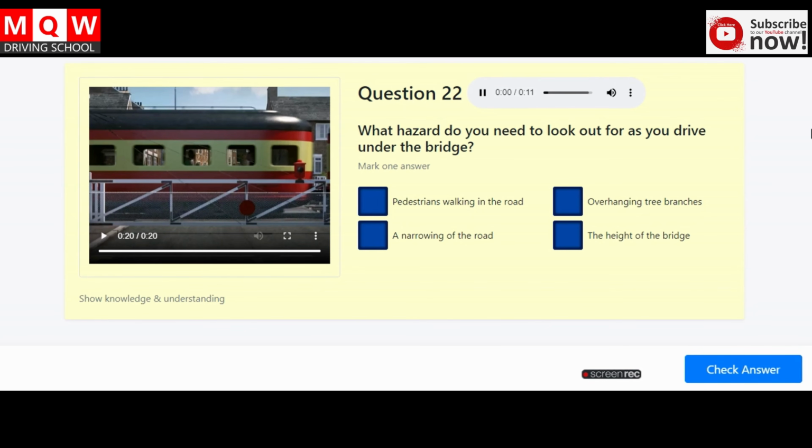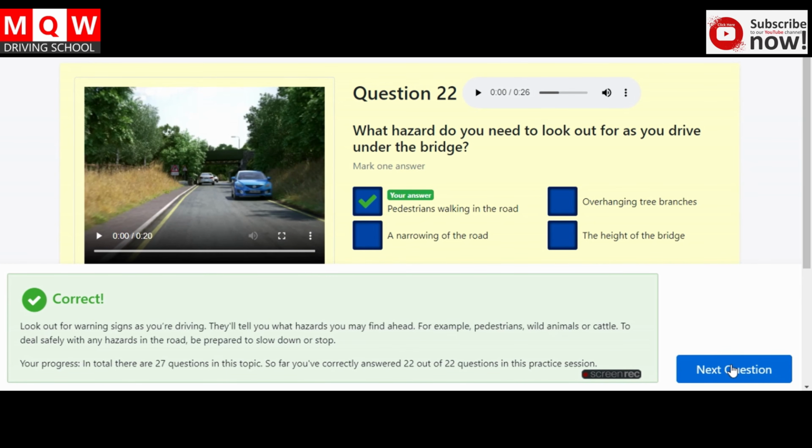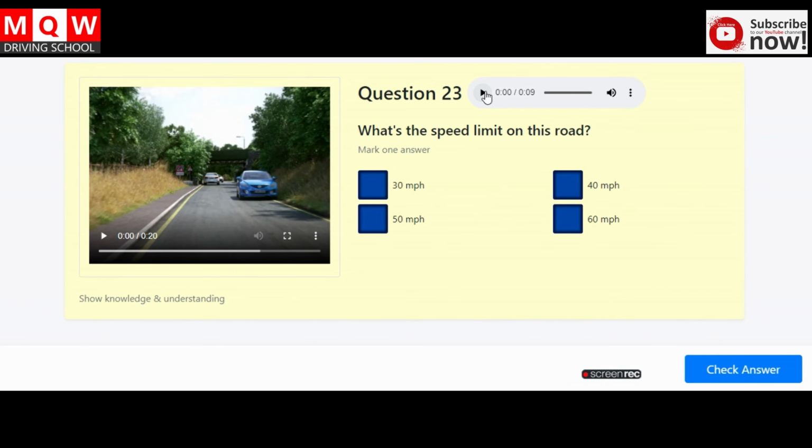What hazard do you need to look out for as you drive under the bridge? Pedestrians walking in the road. Overhanging tree branches. A narrowing of the road. The height of the bridge. Okay, the right answer is the pedestrian, because they are the ones hiding on the bend and you cannot see them, so you have to be careful for them. Okay, next question.